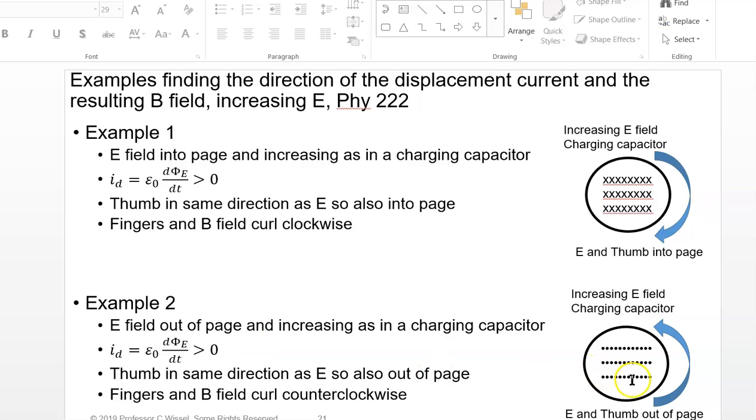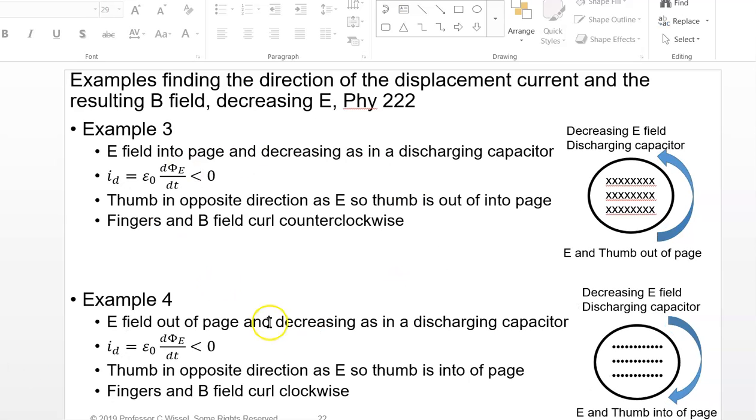Example 2, the electric field is out of the page and increasing as in a charging capacitor. I_D, which is epsilon naught d phi_E dt, is greater than 0, so it's positive. The thumb is then in the same direction as the electric field, so it's also out of the page. And you point your thumb out of the page, your fingers and the magnetic field will curl counterclockwise. And you'll get the test question right.